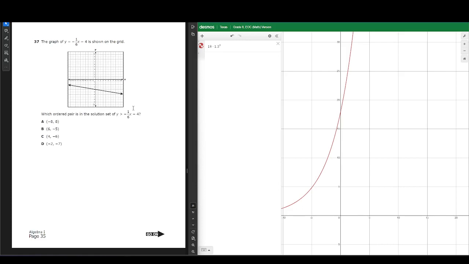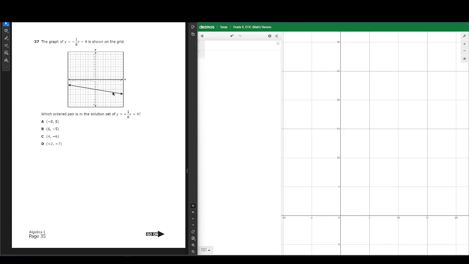All right. The graph of that is shown on the grid. Which ordered pair is in the solution set of y is greater than this? So we can graph that, but there's no point because it's already graphed for us. So it's an inequality, so Desmos can't really help. So all we can do is know that y greater than means the point has to be above this line. So -8, 8 is way above this line. So definitely seems like that one is in the solution set.